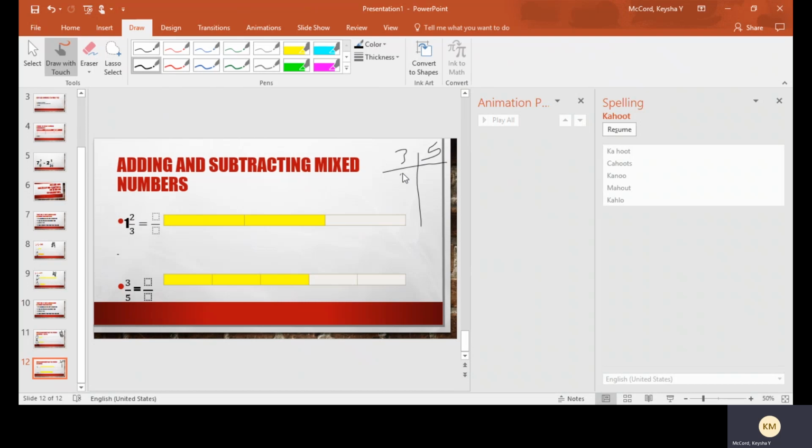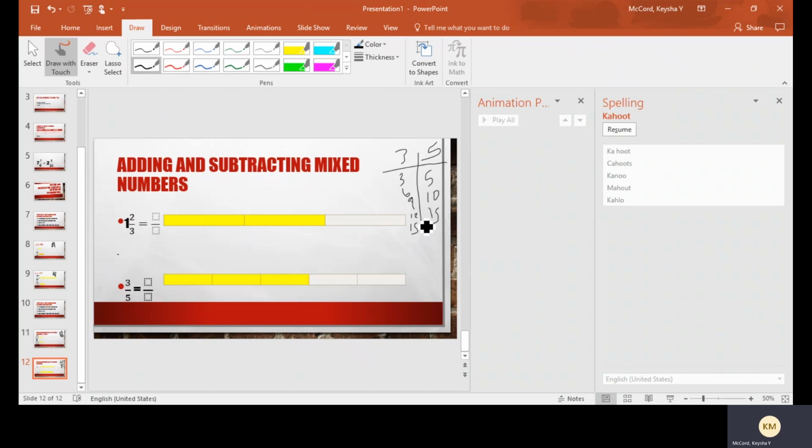So 3 times 1 is 3. 3 times 2 is 6. 3 times 3 is 9. 3 times 4 is 12. 3 times 5 is 15. Okay, let's do 5. Remember, I want the first number they have in common, the smallest one. 5 times 1 is 5. 5 times 2 is 10. And 5 times 3 is 15.